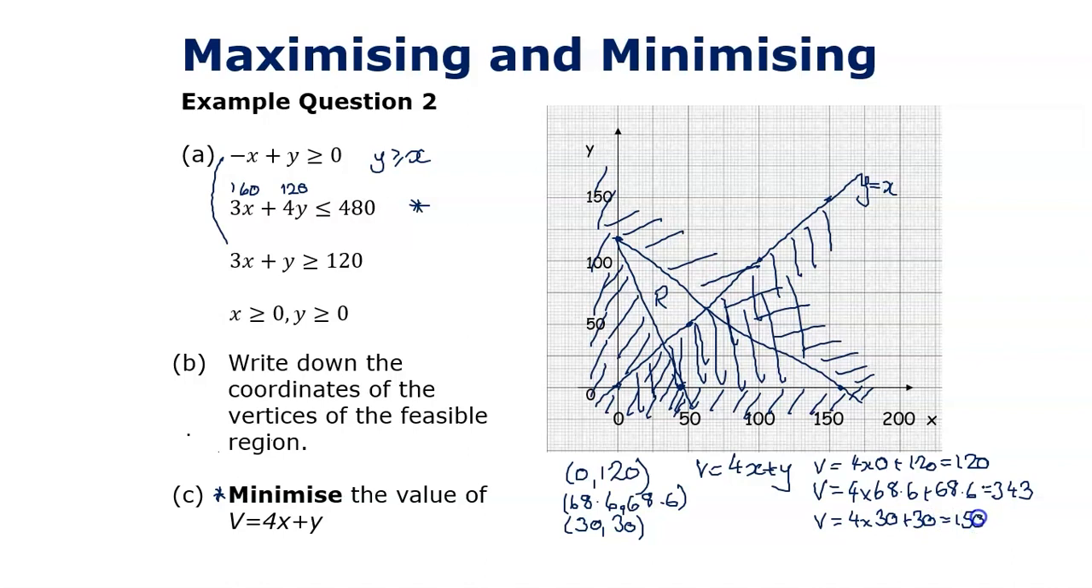So in this case, my smallest one this time I want is that one there, the 120, and the 120 comes from the 0, 120 point. So minimize the value. The value is actually 120. It doesn't say which point, it says minimize the value of it. So look, there's a quick run through of some basics of linear programming. Thank you.